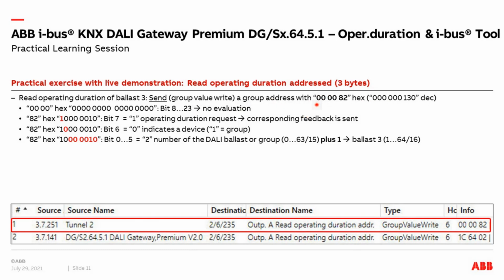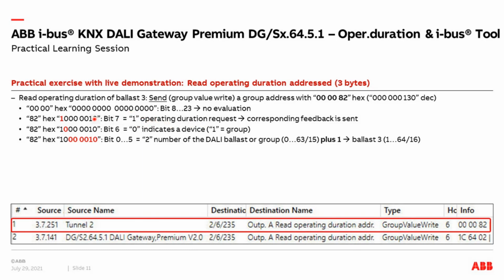We have the high byte, the middle byte, and the low byte. In the high byte and the middle byte, we have the operating hours. But at the moment, when we want to read out, we have to send a request, so these 2 bytes are not evaluated. For us, it's now important to look at the low byte, because in the low byte we have, at first, the information that we want to read out the value, a so-called request.